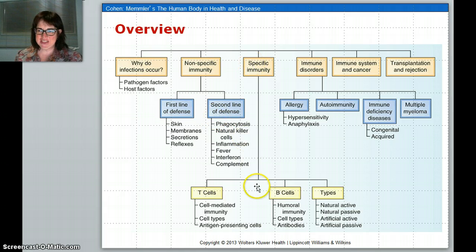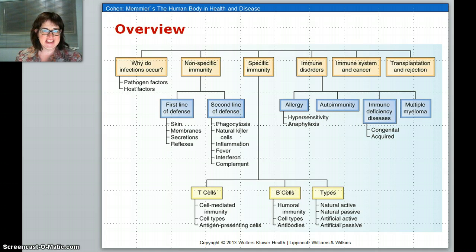Then we're going to look at specific immunity, T cells, B cells, and types of immunity, comparing active and passive and natural and artificial, and just briefly looking at immune disorders and cancer.